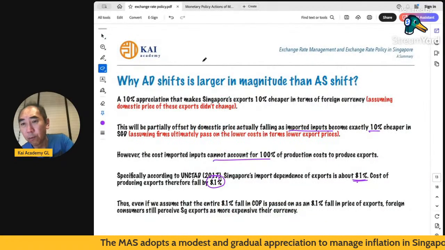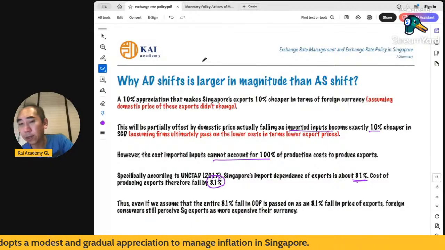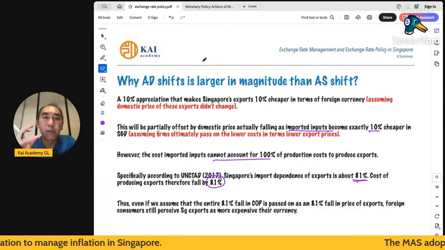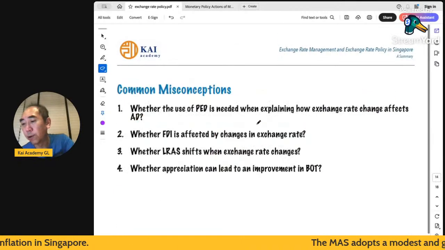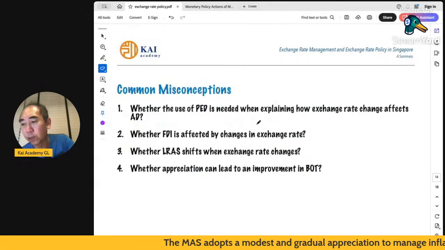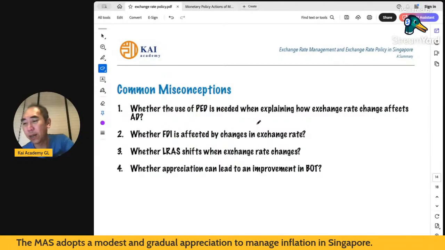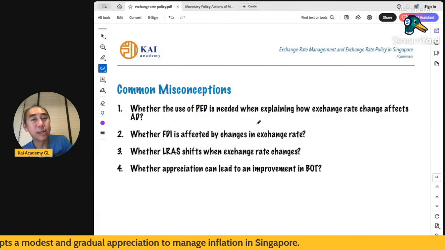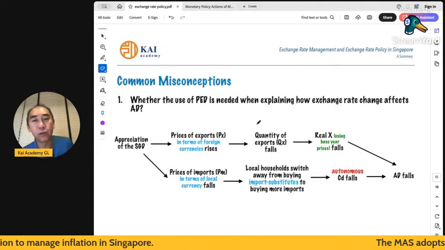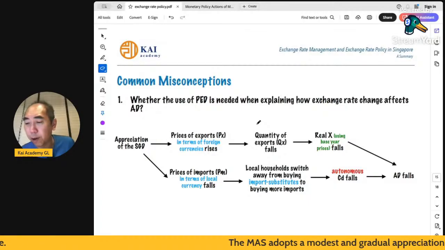Now, before we move on to the Q&A section, right, I want to talk about common misconceptions that students frequently make when talking about exchange rate changes. The first one is whether we need to use PED when explaining how exchange rate affects AD. So the answer is no, you do not need PED when explaining how exchange rate change affects AD in terms of the direction of change. So let's run through this very quickly.